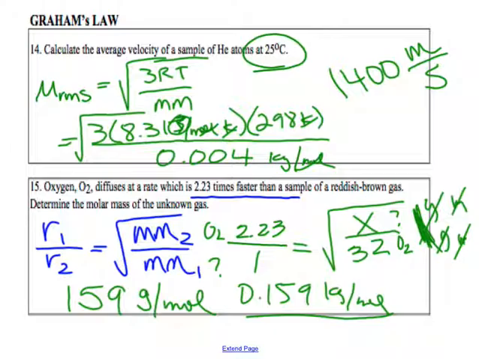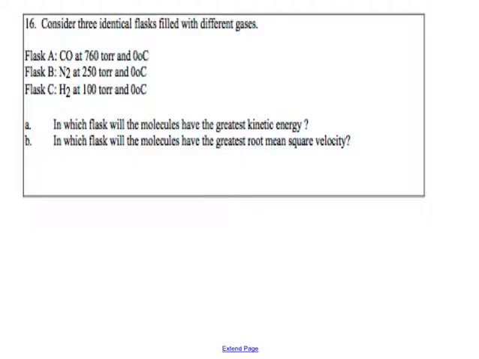This next question is exactly how you'll be asked on the AP, right here. In which flask will the molecules have the greatest kinetic energy? And I want you to tell me why. Here they didn't ask you why. If they don't ask you why, don't say it. Don't say more than you have to, because if you say something wrong, even though they didn't ask you, they're going to take off points. Okay? In which flask will the molecules have the greatest root mean squared velocity? And why? So look at your flasks.